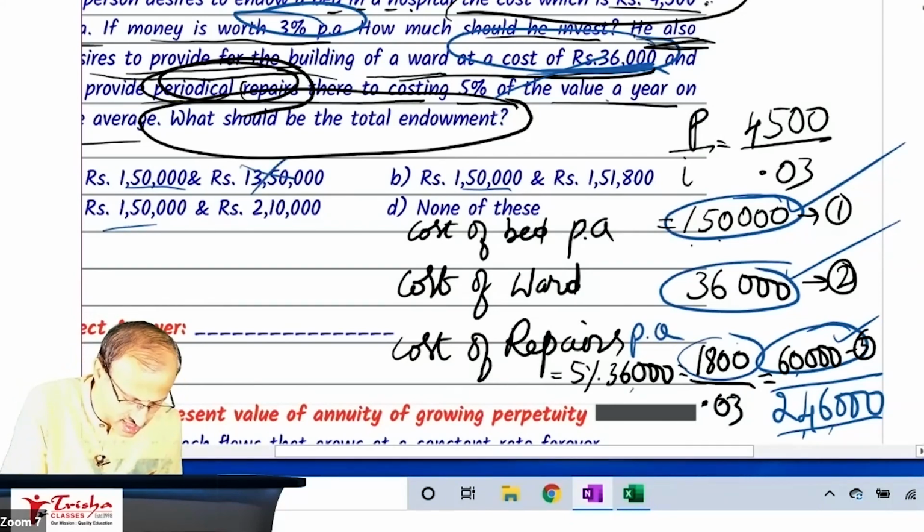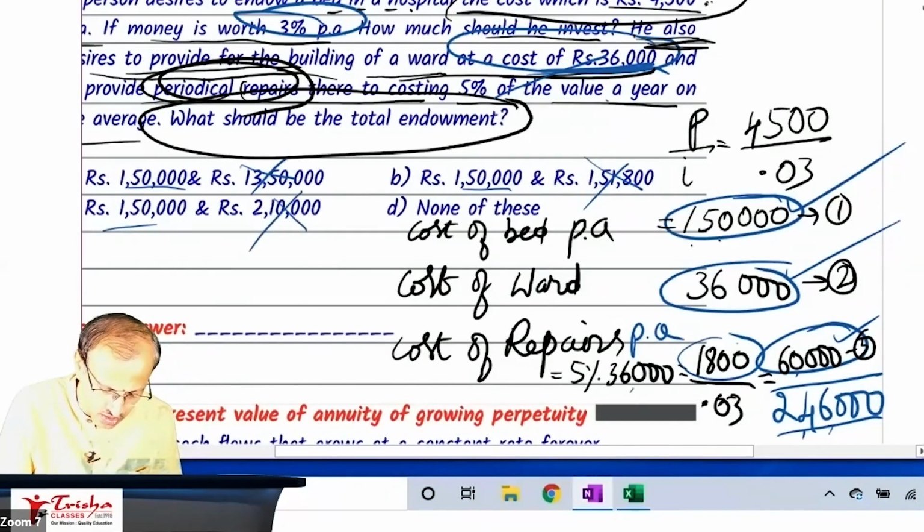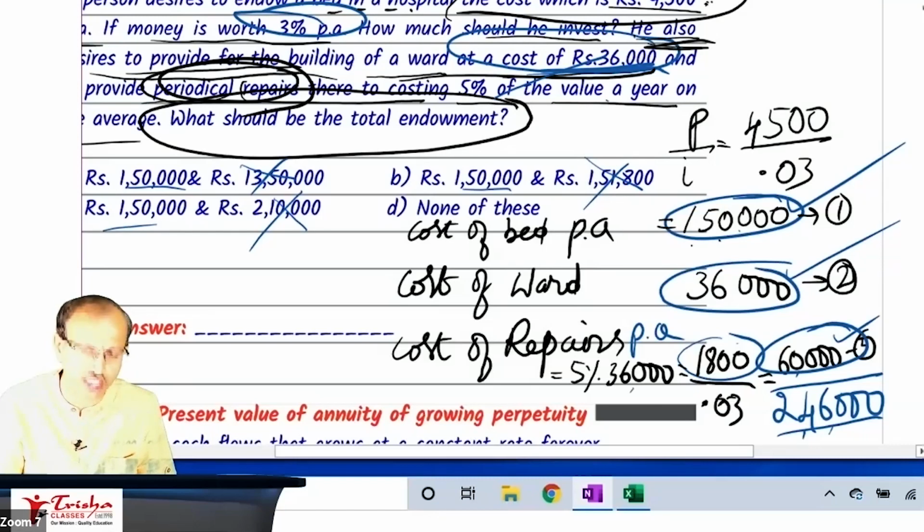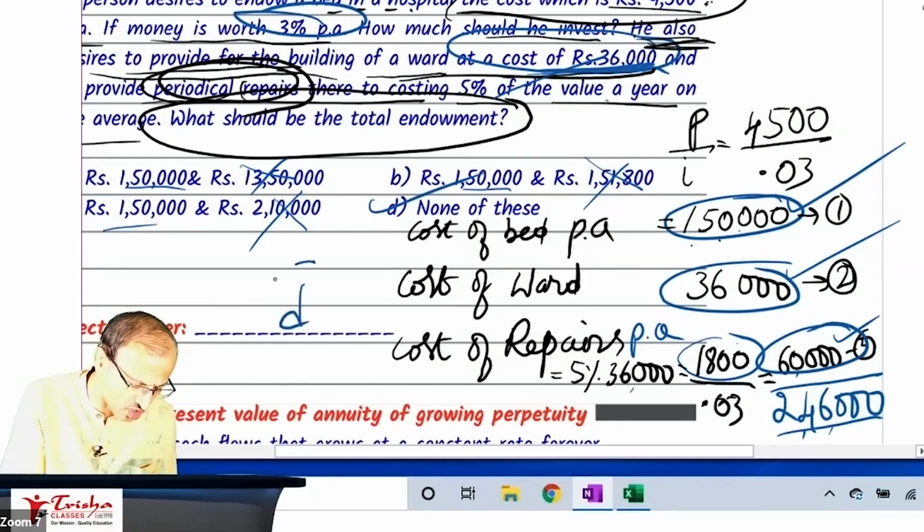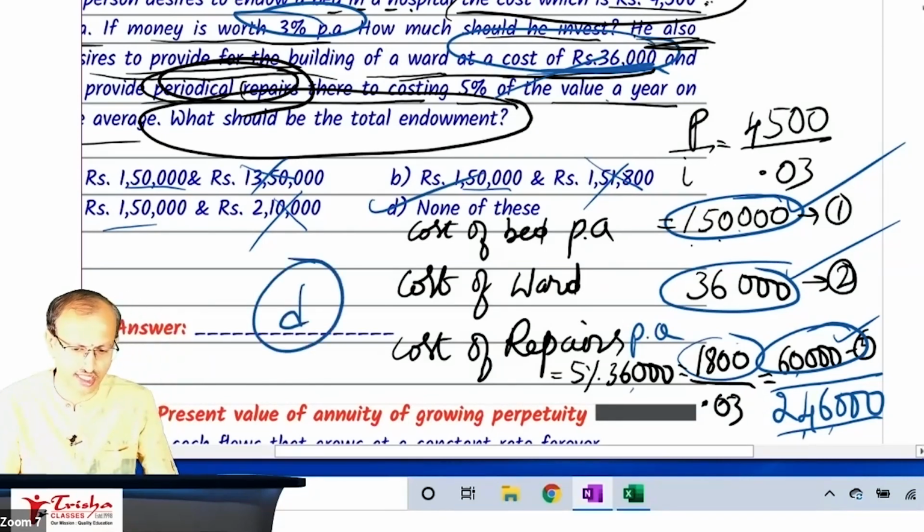So not this at all. This is also wrong, because 2,10,000 is only the addition of the first and the last. The cost of the ward also has to be taken. So all put together, it should be 2,46,000. Answer choice D.